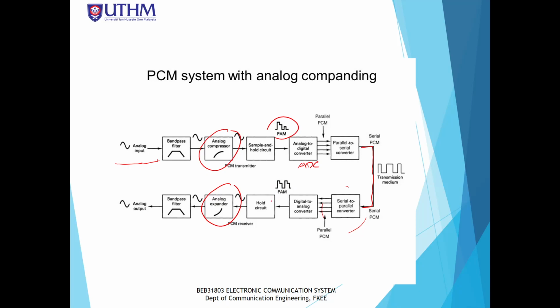Then we put inside the digital to analog converter to convert into analog to produce the PAM signal, and then the hold circuit, and then here we put inside the analog expander to expand again with the same factor as we do with the compressor previously. And then we have the band pass filter to select only the desired frequency band. Then we produce the analog output. Okay.